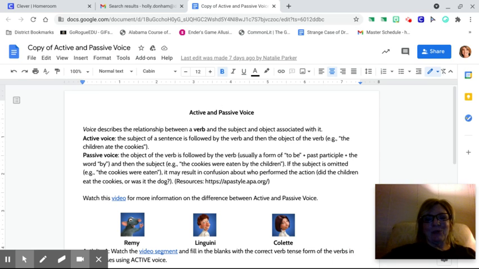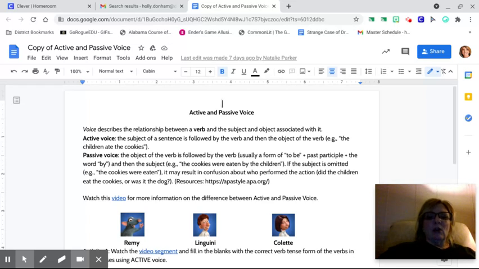Hey guys, I want to give you some instructions on this active and passive voice activity. First of all, I want you to remember when we talked earlier in the week about our DGP 19 sentence being in passive voice. That means that the subject of the sentence was not doing the action. Remember, the action was being done to it.